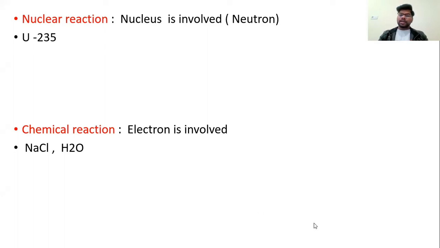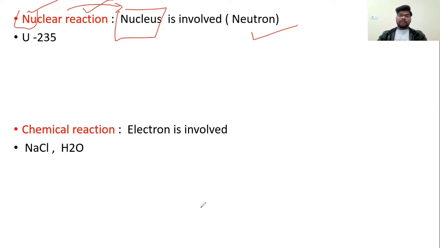In the simplest way, try to understand it. Nuclear reactions involve the nucleus. Very simple: the nucleus is involved in nuclear reactions. Look at it. Nuclear, the first word itself is related to the nucleus. That is why the nucleus is involved in nuclear reactions, not electrons. Specifically, there is the involvement of neutrons in nuclear reactions. Is it clear now? Now let me move on to chemical reactions.